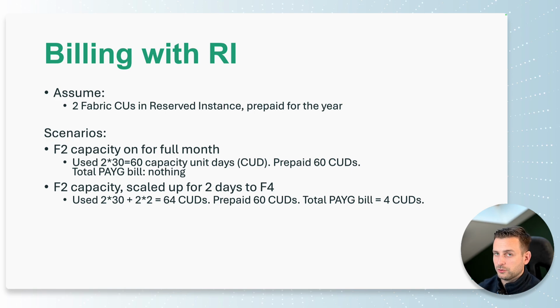We prepaid for 60 CUDs. So our total pay-as-you-go bill will be 4 CUDs. And those 4 CUDs will be billed at the pay-go rate, which is the full rate. This is not the discounted 60% rate that you're paying with the reserved instance.